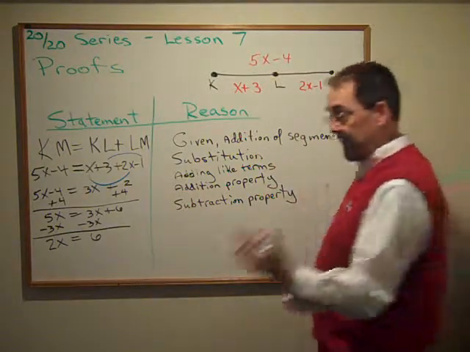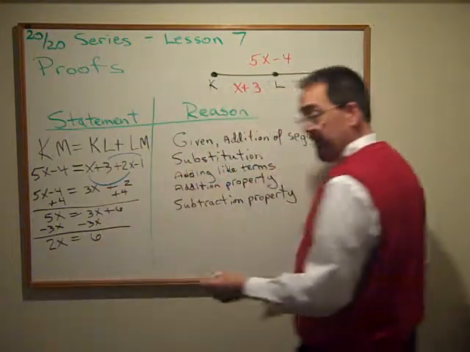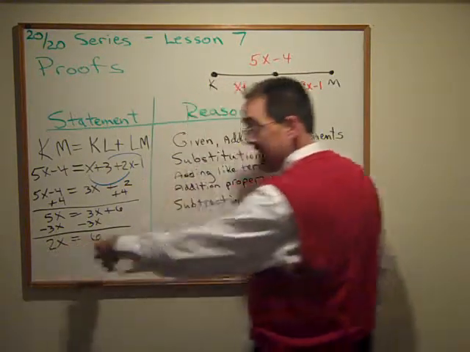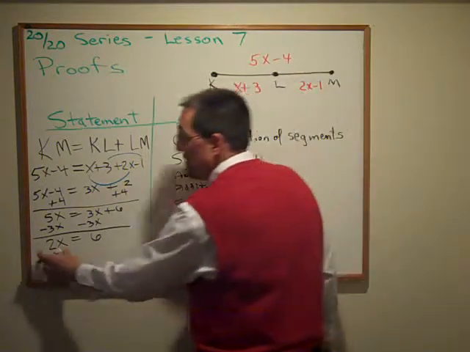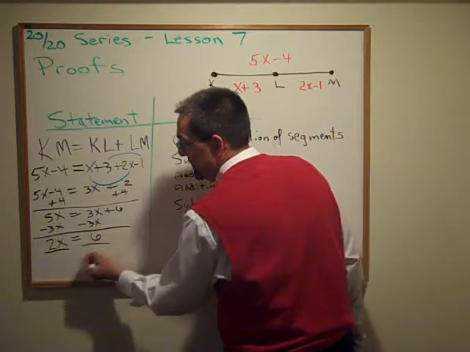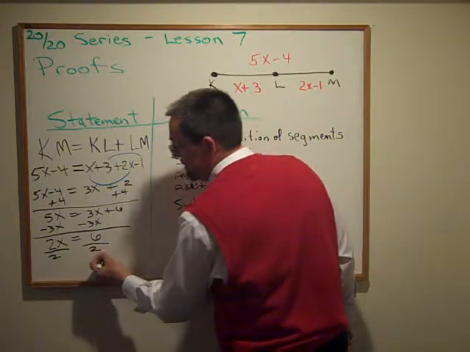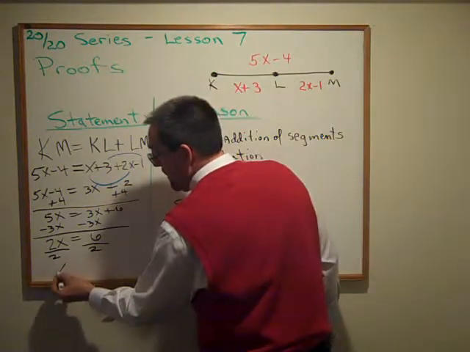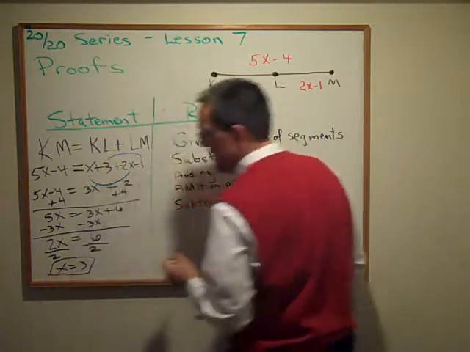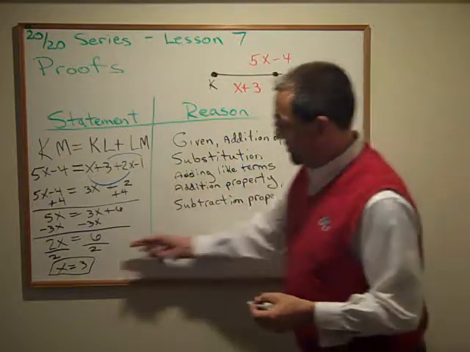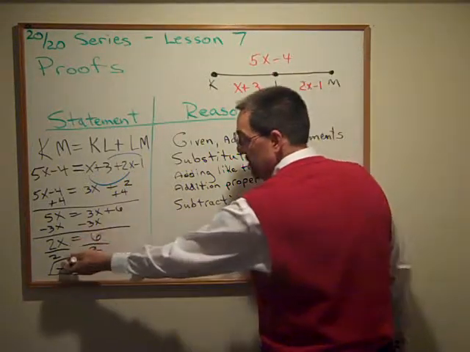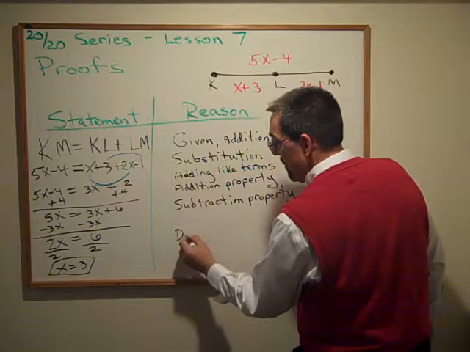And then the last thing, we have a multiplication. We've got to get the 2 by itself. Get the variable by itself by getting rid of the 2. How do we undo a multiplication? Division. Divide both sides by 2. And we finally get down to x equals 3. Our reason or justification for this, undoing the multiplication, division property.